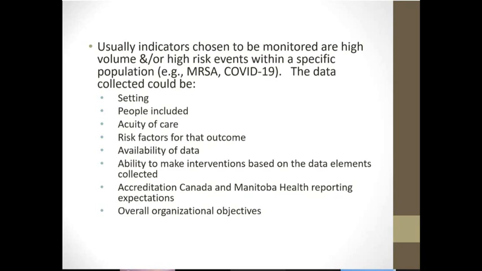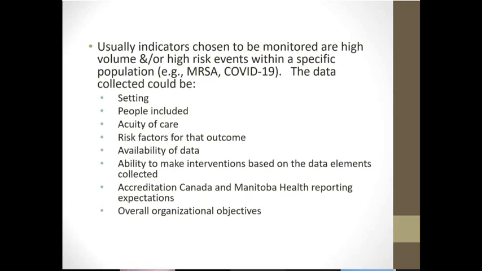The acuity of care. Sometimes you have wards or units that have patients that are more at risk than others. And then risk factors for that specific outcome. So what makes a person at risk for that infection? That's what you need to collect as well, because if you have a bunch of people who are getting a specific infection, maybe it's because they have all one specific risk factor.